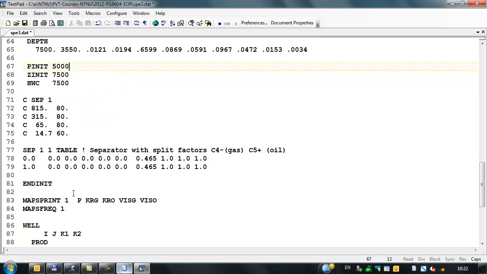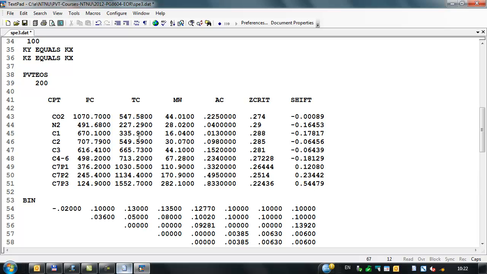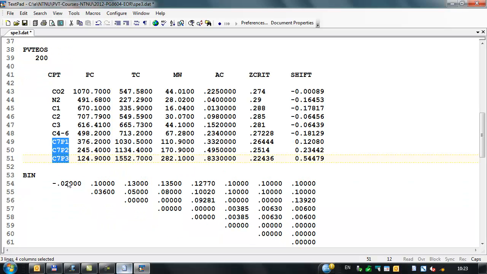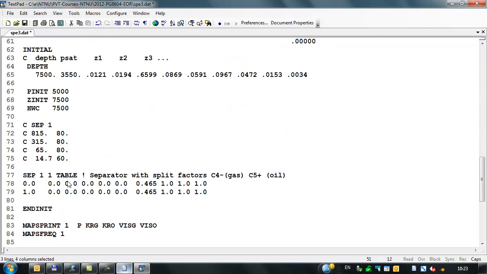The way it's set up now, we've got a surface separator that's got 46.5% of this component here going into the stock tank oil, and 100% of all these components going into the stock tank oil. It's called a split factor table instead of using an equation of state separator flash. So we'll use that. We'll have to use the same kind of factors in phase comp, and I'll show you how to do that in the simulator to create something we call a stock tank oil or oil, C5 plus.